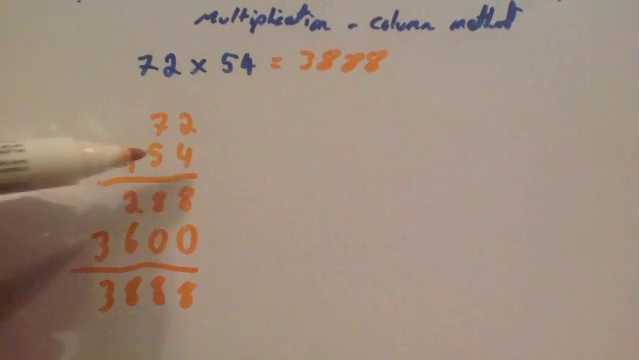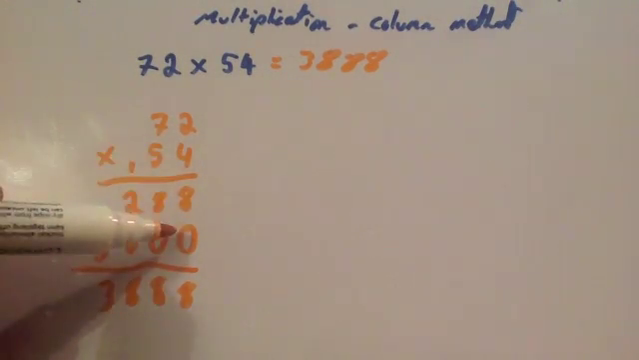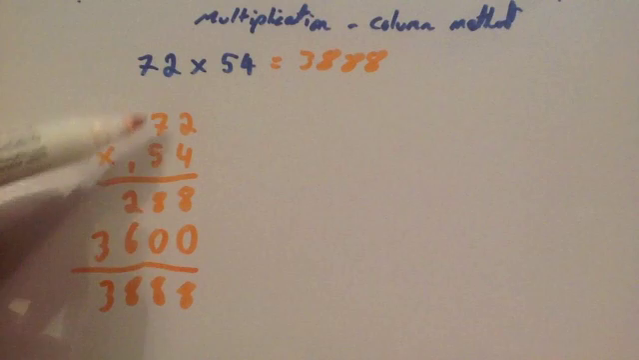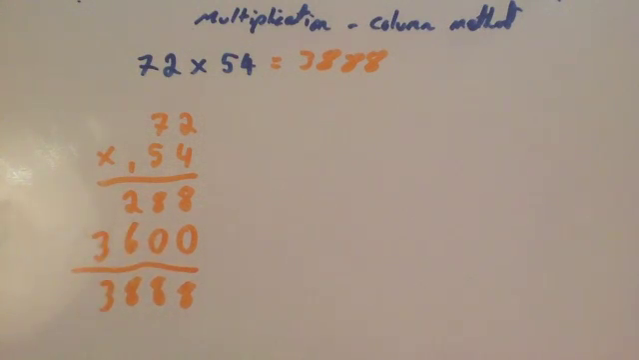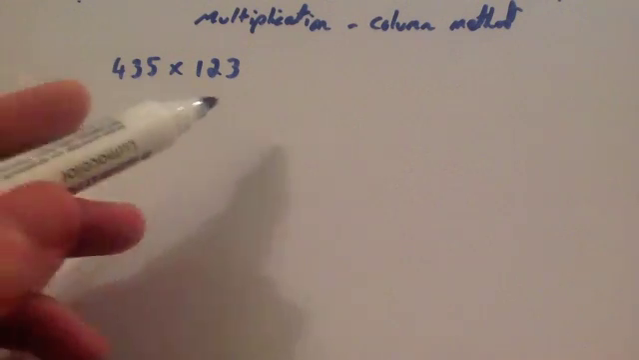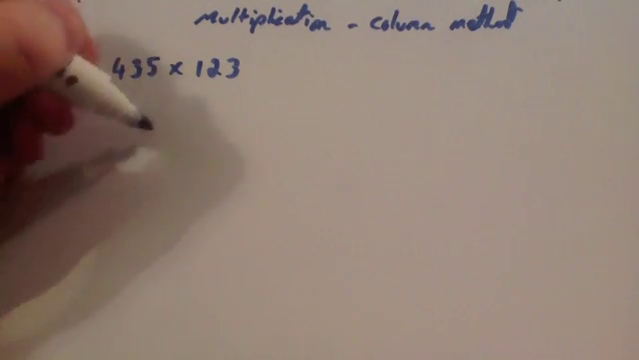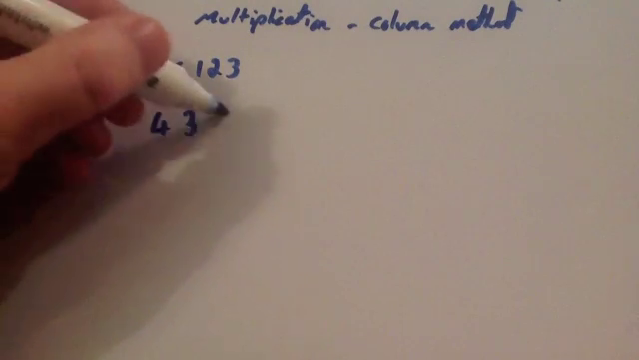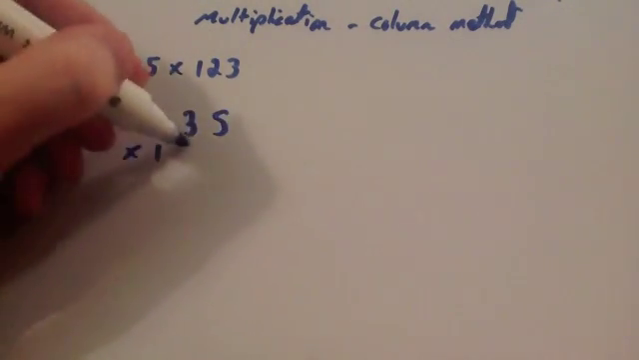The key thing to remember is that whenever you're multiplying by 50, you put your 0 down first, and then you multiply the number by the 5, and you get the rest of it. Okay, this time we're going to do something a bit harder. We're going to do 435 multiplied by 123. So again, you set up your column method, 435 multiplied by 123.